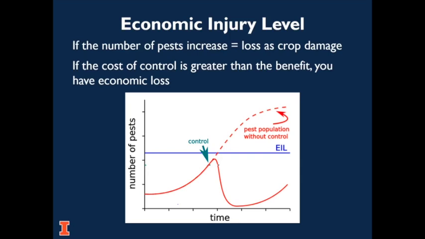Looking at the graph, we can see the number of pests on the vertical axis and the amount of time on the horizontal axis. When our pest population over time increases beyond the blue line, or the economic injury level, we will not only have significant crop damage, but also economic loss. If the number of pests matches the EIL line, then we are at a break-even point and your cost of control is equal to the benefit of control.